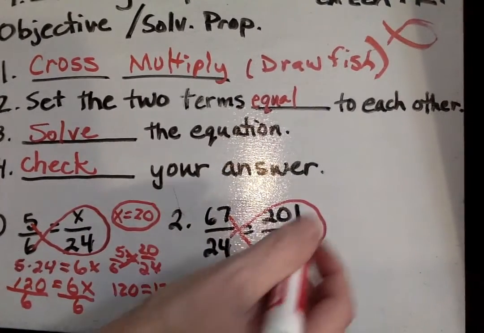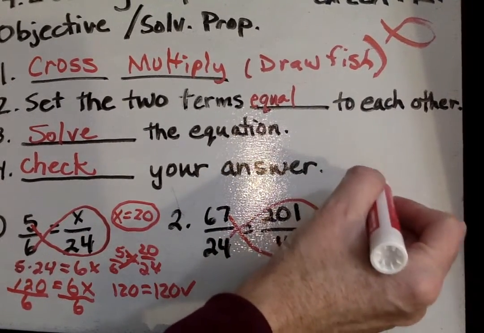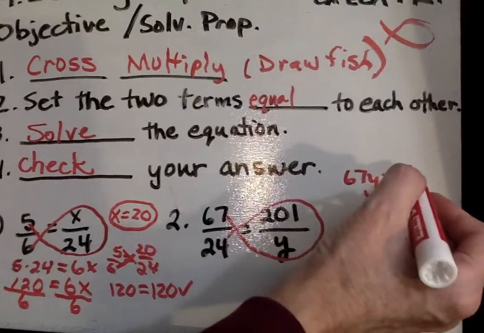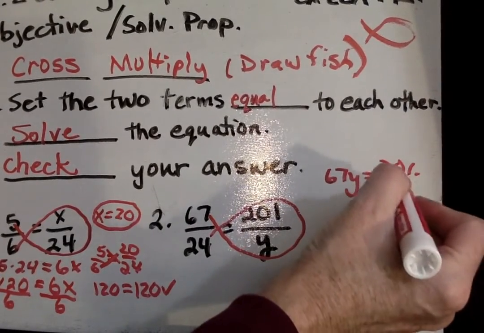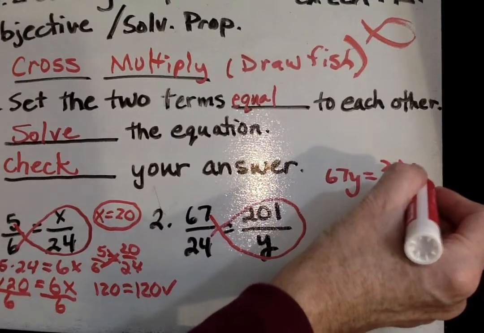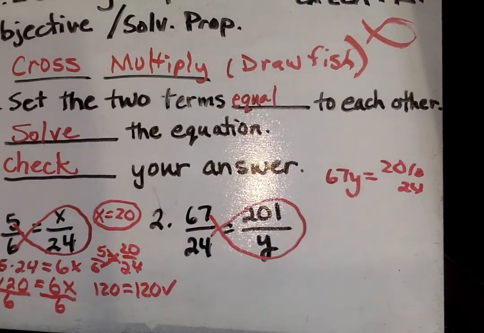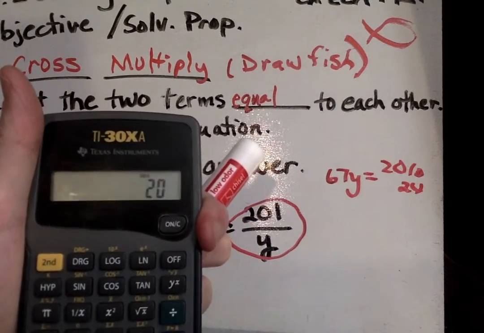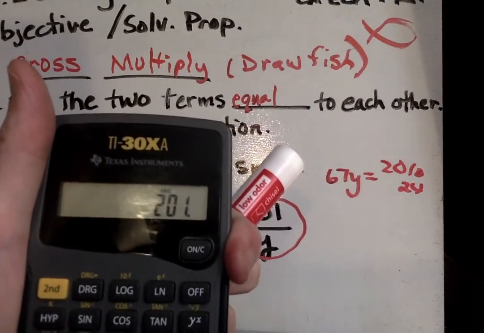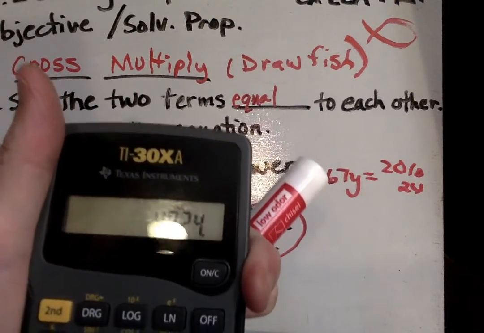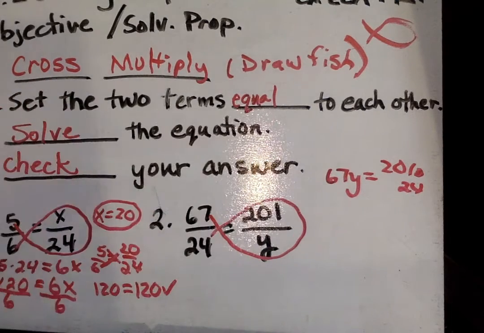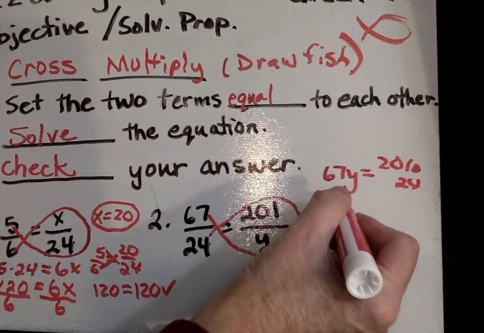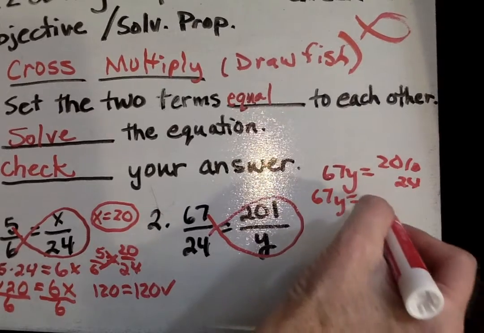So I go 67 times y, equals 201 times 24. Make sure that doesn't look like a dot, because that's times. Then I take my handy dandy calculator and I go 201 times 24. 4824. So then we have 67y equals 4824.